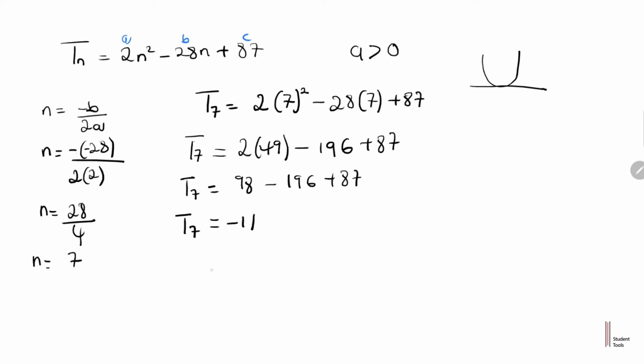So that means the smallest term in this sequence is negative 11. And that is just how we calculate the value of the smallest term in this question, ladies and gentlemen. Let us move on to 2.2.3.